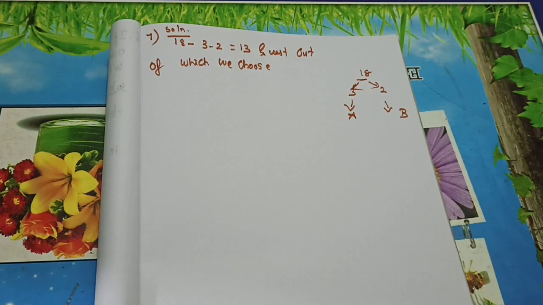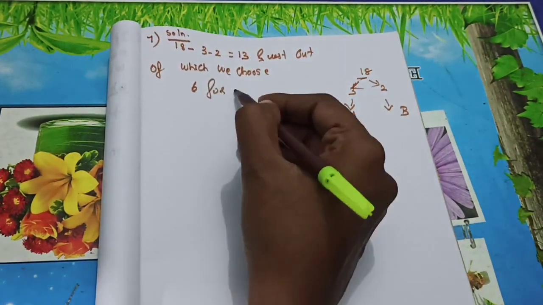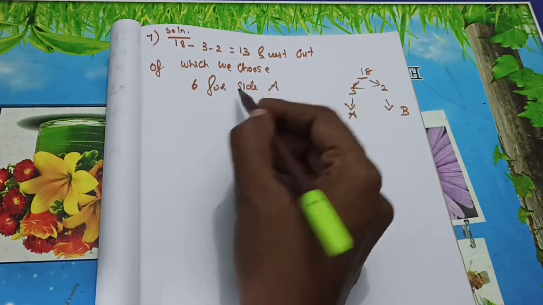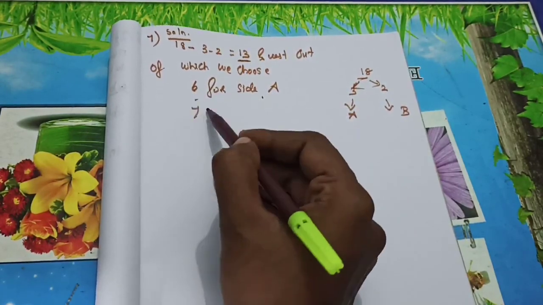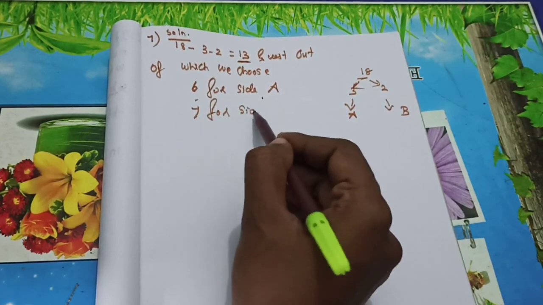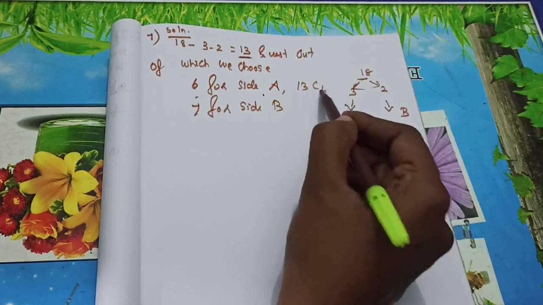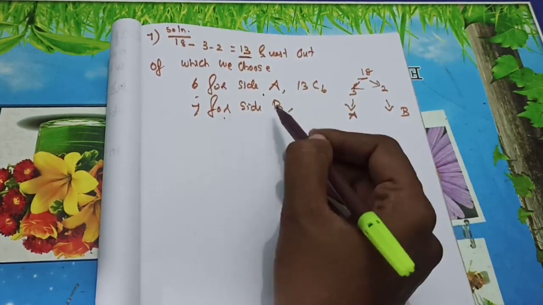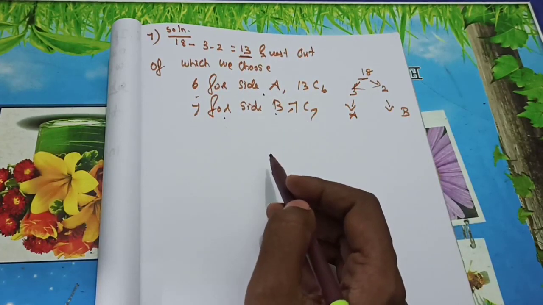Just I will give the idea. So 13 guests are there, out of which we choose 6 for side A. Then what is the balance? Out of 13, 6 I have chosen for side A, so 7 for side B. So what's the combination you will get here? 13C6 for side A, and 7 out of 7 for side B, 7C7. The remaining must be 7.